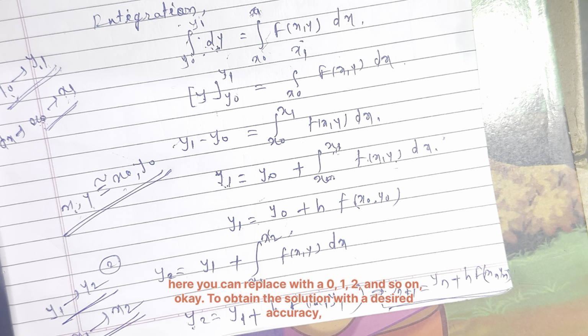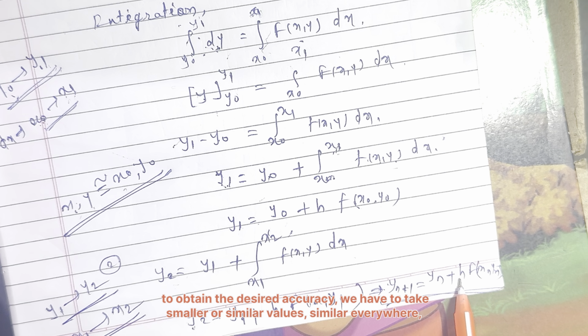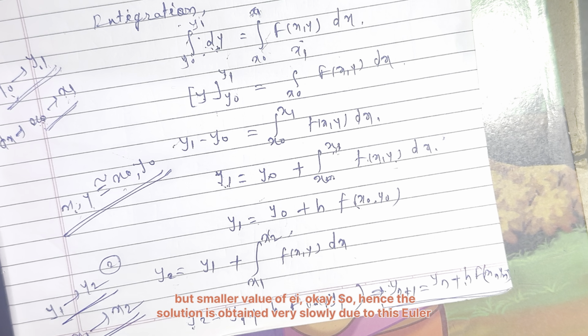To obtain the solution with a desired accuracy, we have to take similar values for each h. To obtain the desired accuracy, we have to take a smaller value of h, similar everywhere but smaller. So hence the solution is obtained very slowly due to this Euler method. That means the solution comes very slowly after the 4th, 5th, 6th iteration. The solution for this differential equation gives us the answer very slowly, and it has less accuracy.